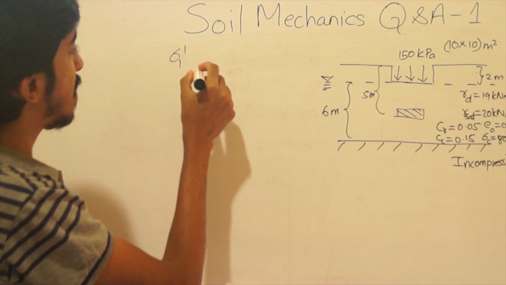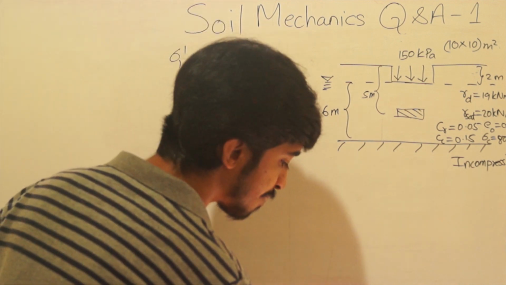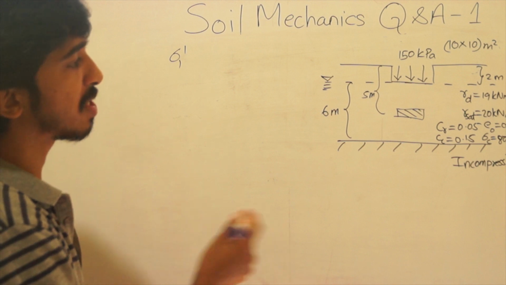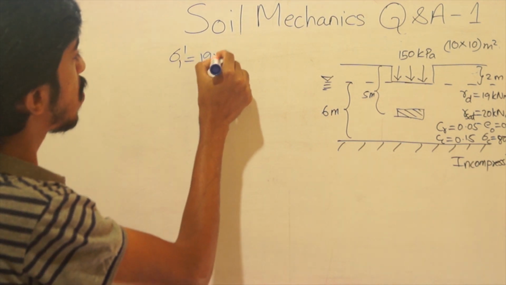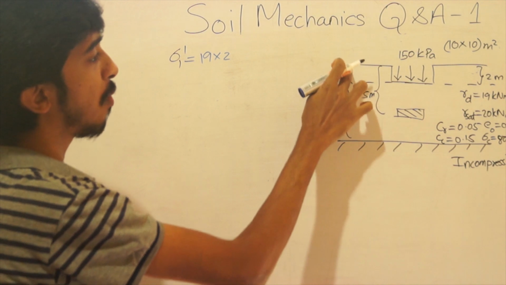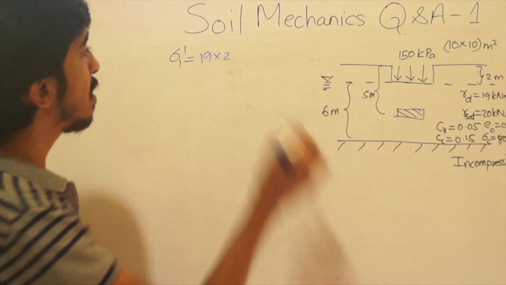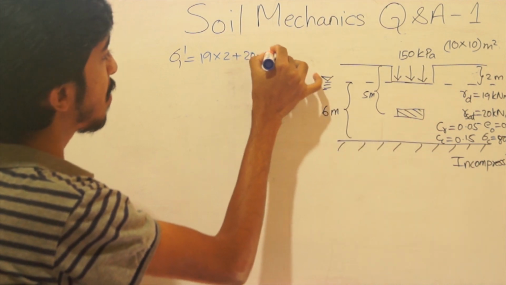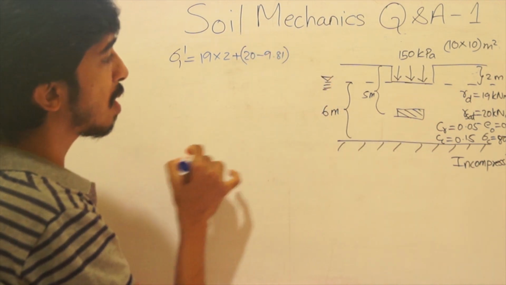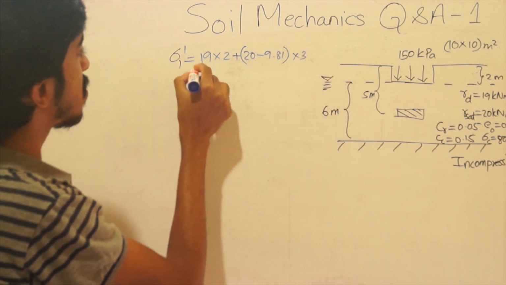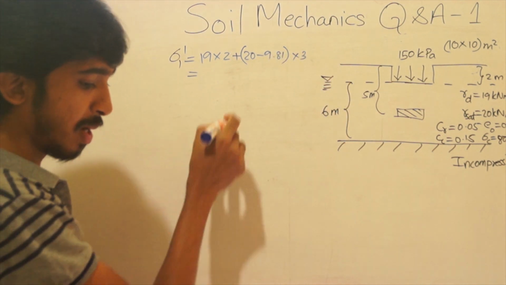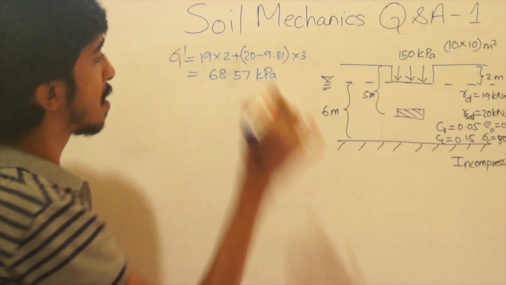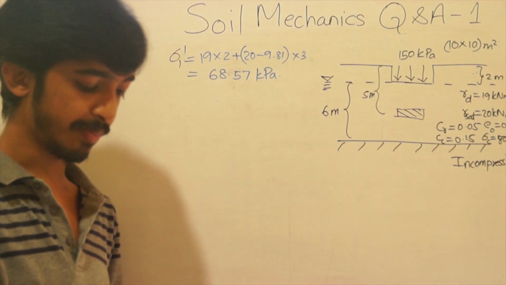I'll take the sigma 1 dash. The sigma 1 dash would be before construction, right? So it is 19 into 2, because here there is no water, so it's the dry unit weight, plus 20 minus 9.81 to reduce the effect of water, into 3. So this would give us a value of 68.57 kilopascal. So the first part is done, simple as that.